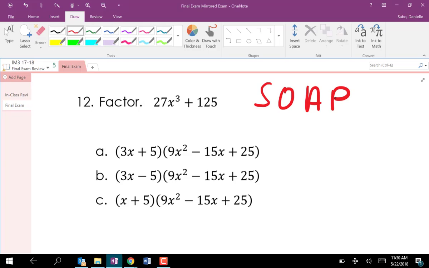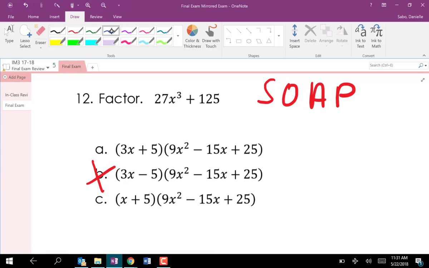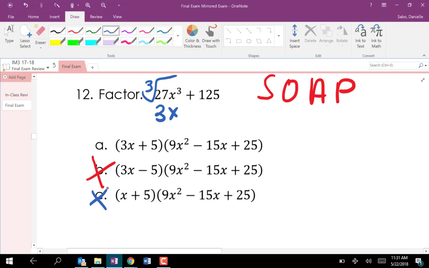B. Goodbye. So now you're down to a 50-50 shot just because of the signs. This is coming from that packet that you have to do. I'm trying to help you be good test takers. If I have the same sign, it has to be positive first. So I know B is gone. Now here, you don't even have to do all the stuff that we just did. All you have to do is take the cube root. I'm going to just do this one with you. What is the cube root of 27? 3. And then x, right? Which one of them doesn't have 3x? C. You already found your answer.